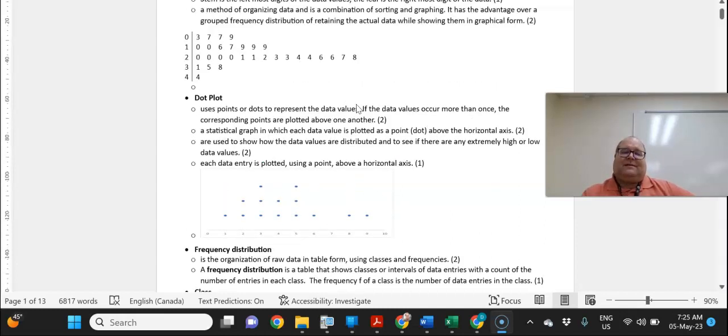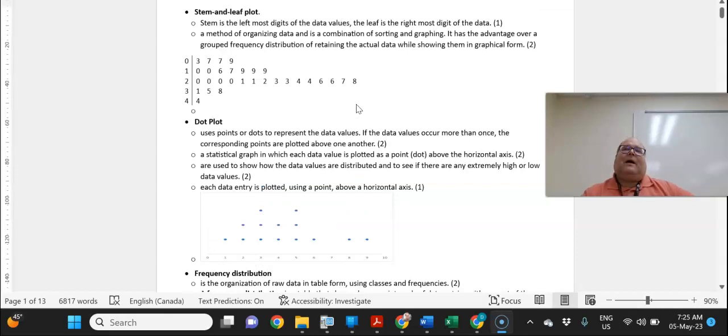Both of these, as I said, preserve data and are useful for fairly compact and fairly small data sets. Data sets that are extremely wide would end up needing very large dot plots or stem and leaf plots. And if there's a lot of numbers, it can become a little bit challenging. They're a useful tool to help us organize our data by hand.